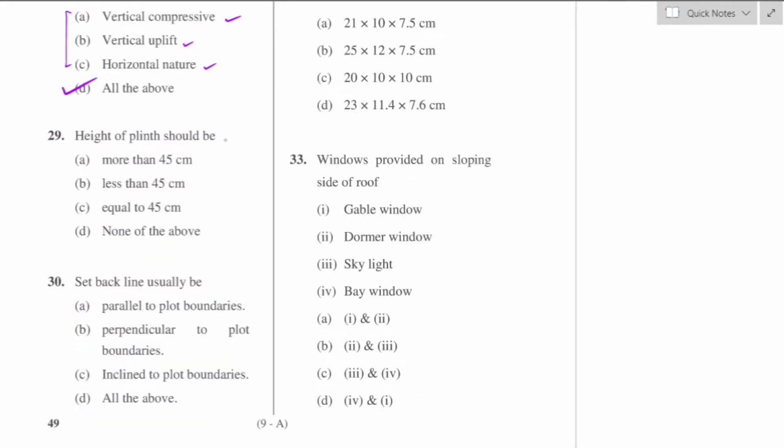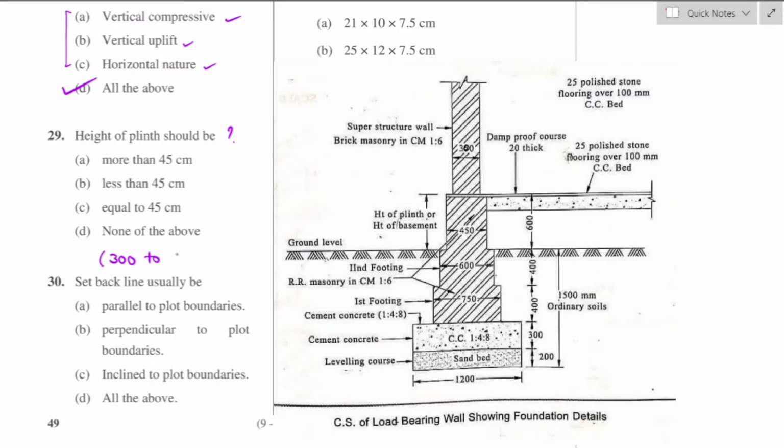Question number 29. Height of the plinth should be. As per building bylaw, plinth height may be considered in the range of 300 to 600 mm. But most commonly, for practical purposes, its height will be equal to 450 mm, which means that it is equal to 45 cm. Option C is the right answer.